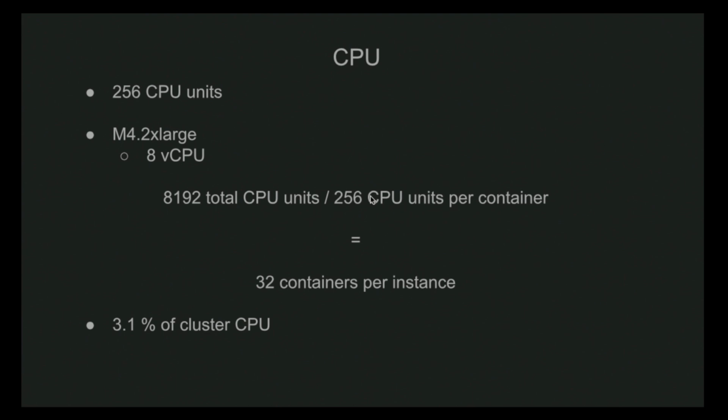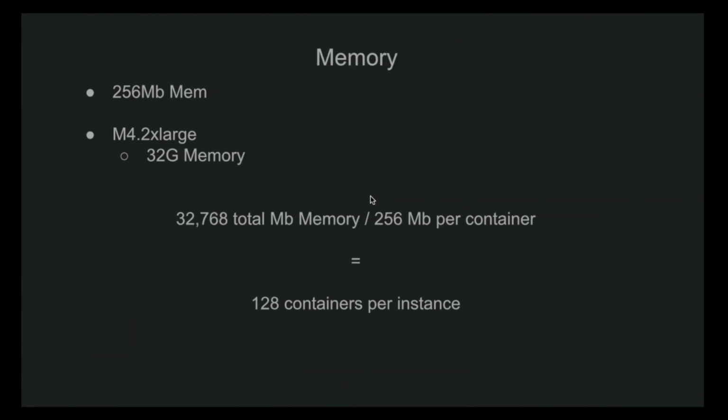So same thing for memory. I know this application is not memory bound, but if it were, I would do the same math. So I'm setting my memory limit at 256 megabytes. I'm using this same instance size. So it has 32 gigs of memory, so 32,768 divided by 256, which is my limit, and I get 128 containers per instance total.